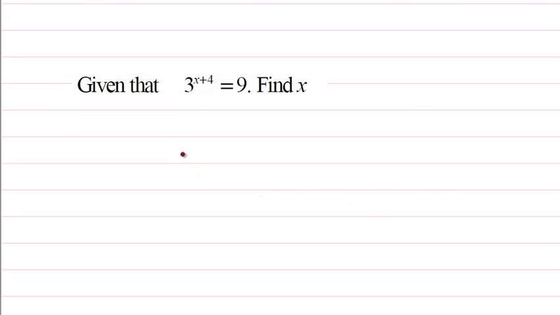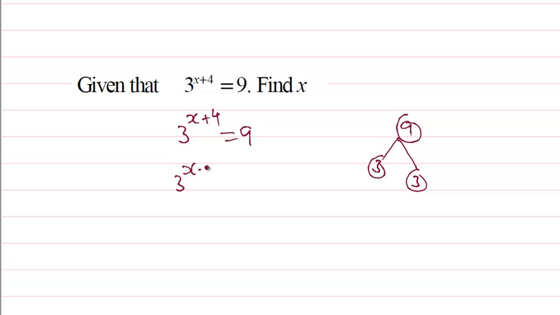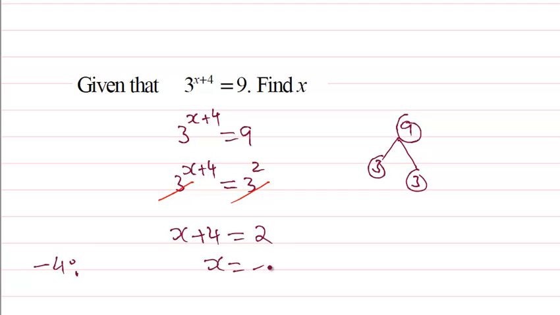This example, same thing again, we have 3 to the power x plus 4 equal to 9. Now the left hand side has base number 3, so we have to change 9 into base number 3, so its 2 prime factors are 3 times 3. So therefore 3 to the power x plus 4 is equal to 3 times 3, so it's 3 squared. Now the base number cancels out, and we're left with x plus 4 equal to 2. Now we subtract 4 from both sides, so we get x equal to minus 2.